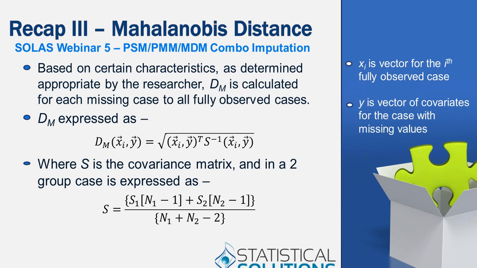So that was a quick recap of the three methods that we're going to be talking about that are involved in our combination method. Now, the full webinars on these can be located on our SOLAS for Missing Data website. That's solasmissingdata.com. So you can find the previous webinars for more detail on each of these methods on the website.